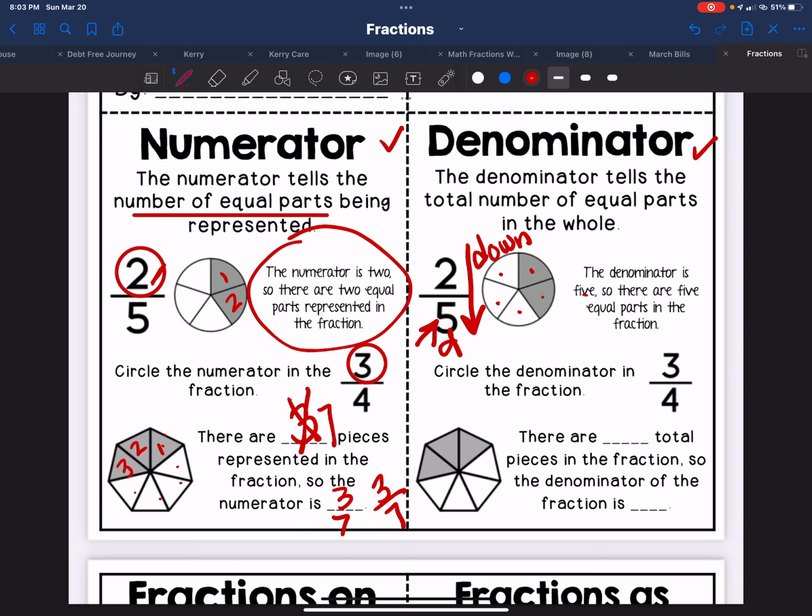Circle the denominator in the fraction. Here is our denominator. And there are blank total pieces in the fraction, so the denominator of the fraction is blank. So how many total pieces? 1, 2, 3, 4, 5, 6, 7. 7. So there are 7 total pieces in the fraction, so the denominator of the fraction is 7. All right?